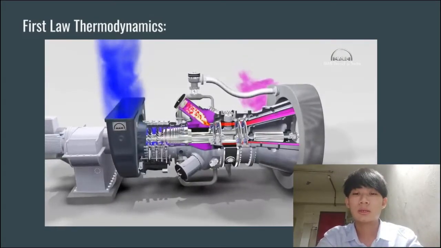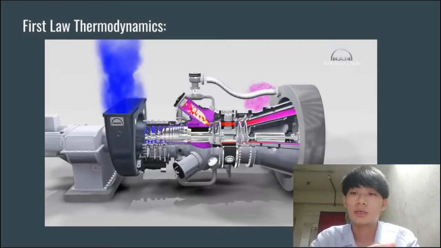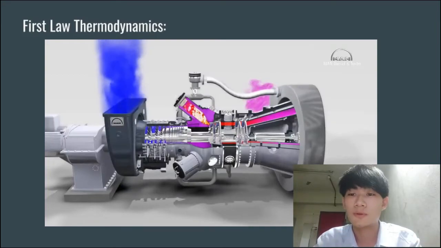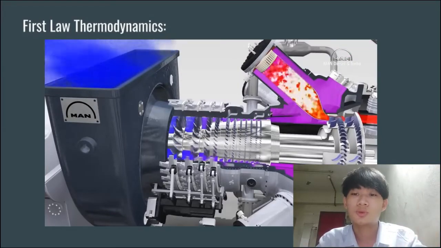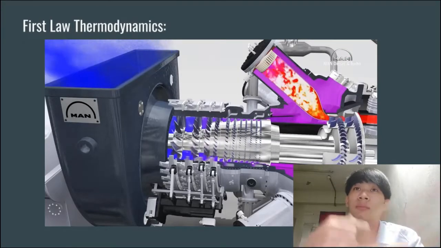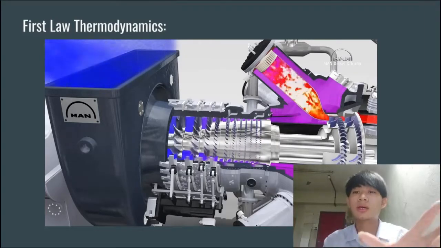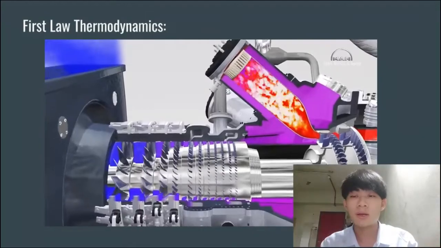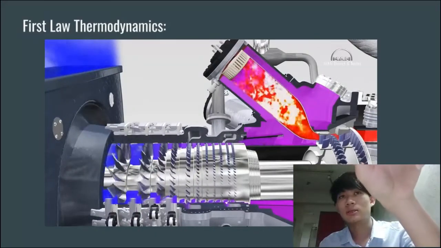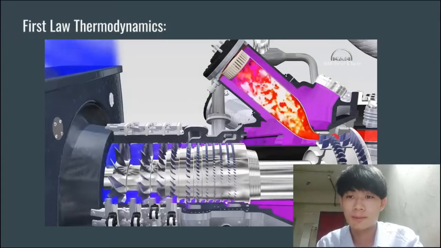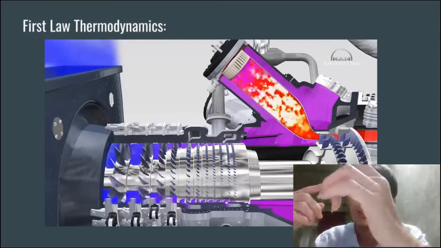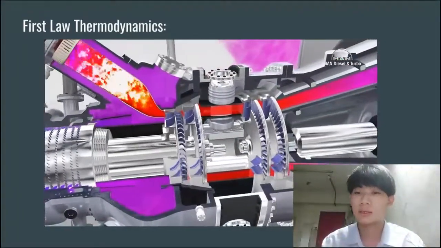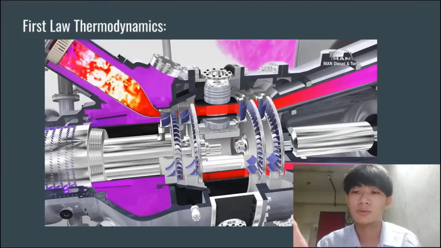The air from the surroundings enters the compressor and is compressed, and the compressed air is later mixed with the fuel in the combustion chamber and creates a high pressure, high energy gas, which drives the gas turbine shaft to rotate. Here we can see that the first law is applied: first, in the combustion chamber, heat energy is produced, and later it is transferred to mechanical energy as the shaft and turbine rotate.